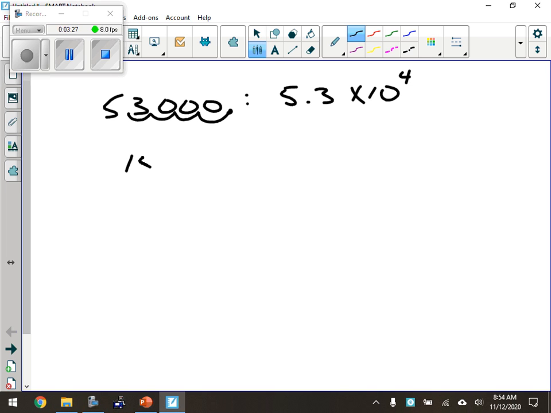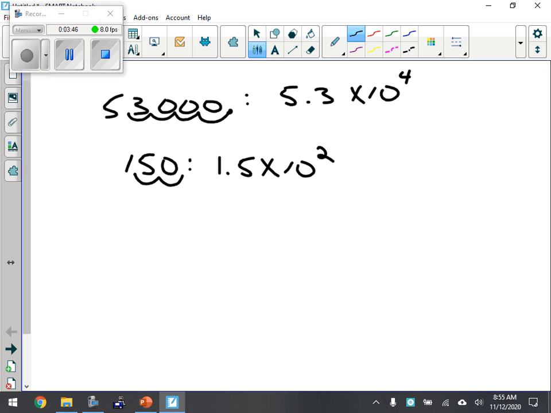150, I think, is your next number here. Again, always pick a number between 1 and 10. It can't be 10, by the way. So 1.5 would be acceptable in this case. Again, if the decimal was here, you'd move it 2 places to the right. So times 10 to the 2, times 100 basically is what that is.